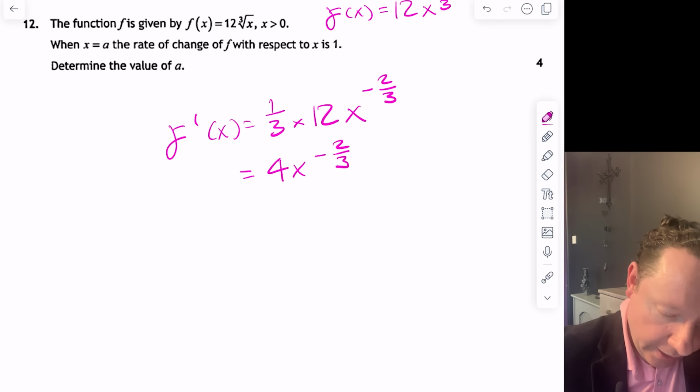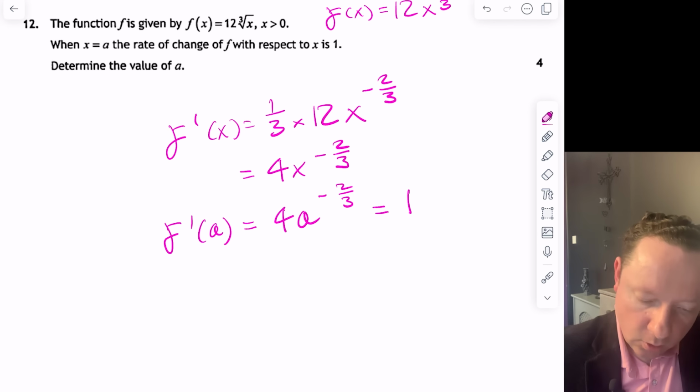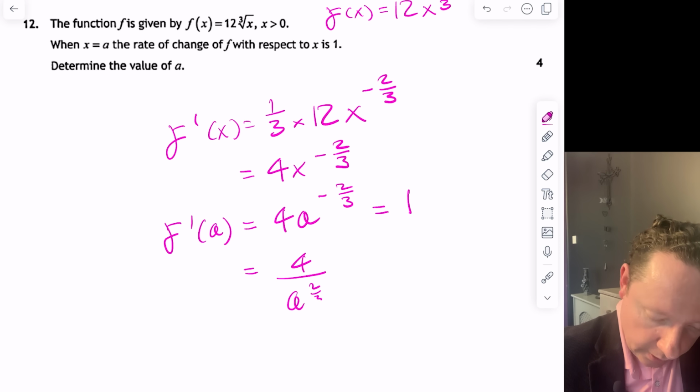And it says when x equals a, the rate of change with respect to x is 1. So when x equals a, f dash of a, which is 4a to the minus 2 thirds, equals 1. So we need to solve this equation. There's lots of ways you could do this, but I'm going to put it back into 4 over a to the 2 thirds equals 1. So that means that a to the 2 thirds equals 4.